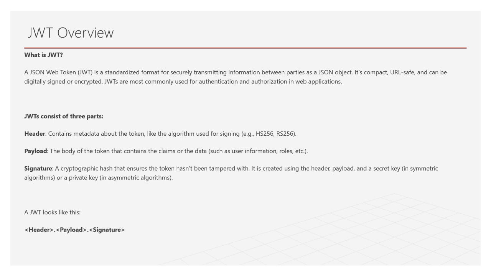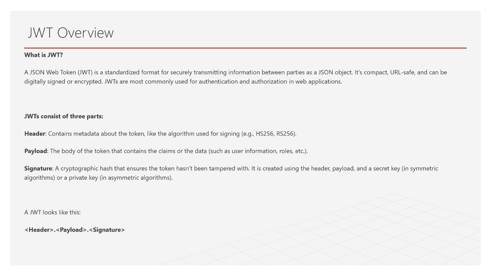Now, if you look at the overview, what exactly is a JWT token? This is a standardized format for securely transmitting information. Whenever two parties are communicating, they make use of a JSON object to communicate securely. It is a compact, URL-safe token, and it can be digitally signed as well. You can also do encryption. It is most widely used for authentication and authorization purposes in web applications, when you are dealing with microservices, or when a REST API has been developed. That is exactly where we use it.